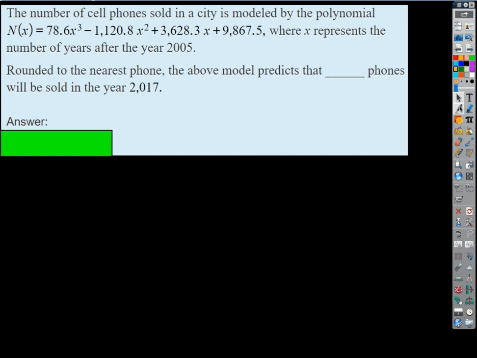This is a really important word in math. This is called evaluating a function.